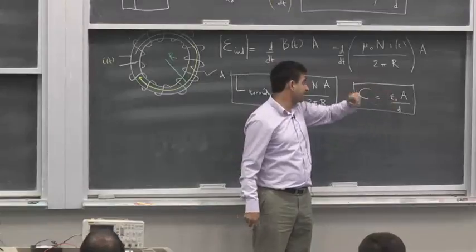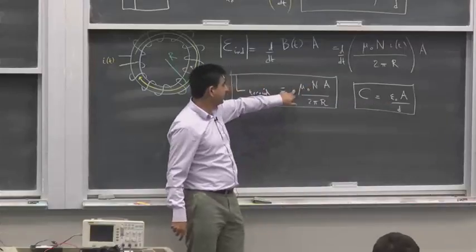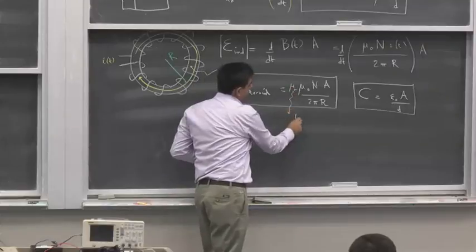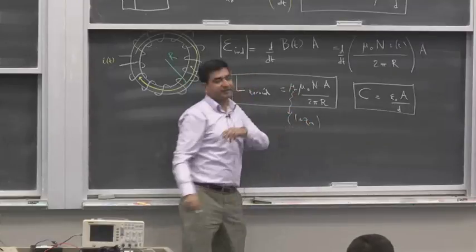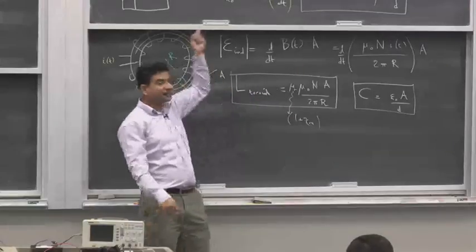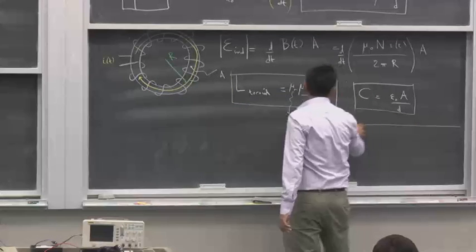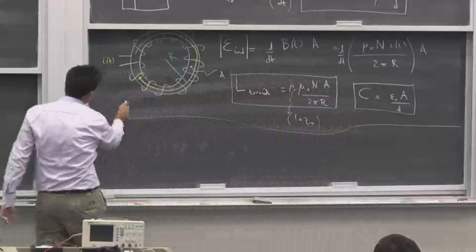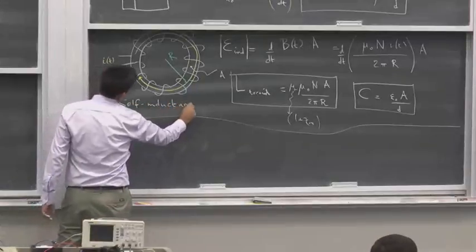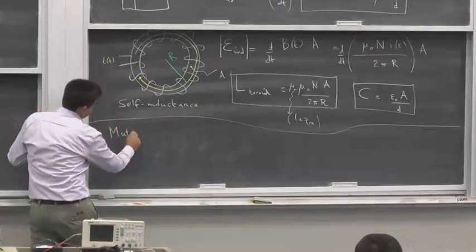If I have a dielectric, which I will describe in the next class, I put in a constant called the relative permittivity. If I have a magnetic material, I put in the relative permeability here, mu R, which is just 1 plus chi m, where chi m is the magnetic susceptibility. Ferromagnets have large chi m, so they have large mu R, they have large inductances. Now what I would like to talk about is the concept that we've seen so far, that of self-inductance. Now I would like to talk about, in the last 10 minutes, mutual inductance.